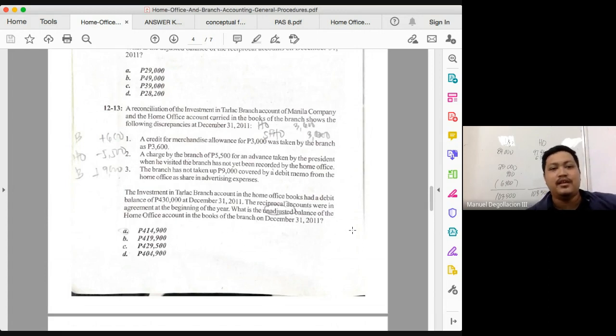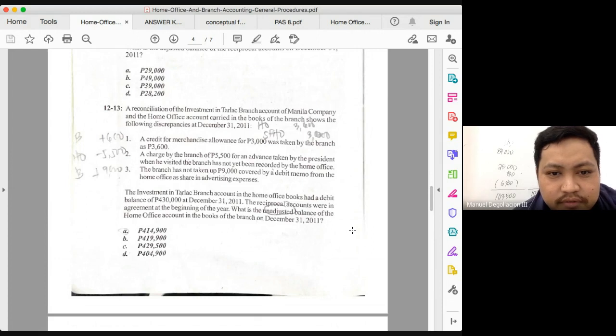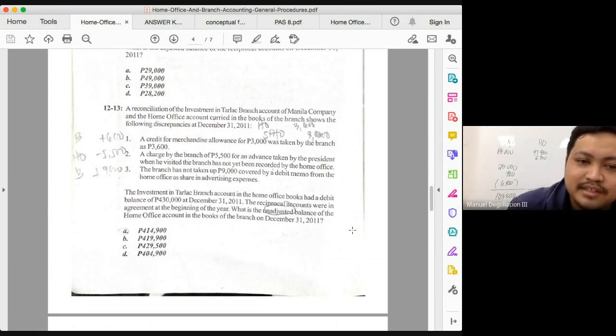We are only given the unadjusted balance of the home office account. Am I correct? Sorry. The given is the investment in branch account. And what is asked is the unadjusted balance of the home office. So what would be the procedure here? You begin with the unadjusted balance of the investment in branch account, solve for its adjusted balance, adopt that adjusted balance as the adjusted balance of your home office account, and you work back to arrive at the unadjusted balance of the home office account.